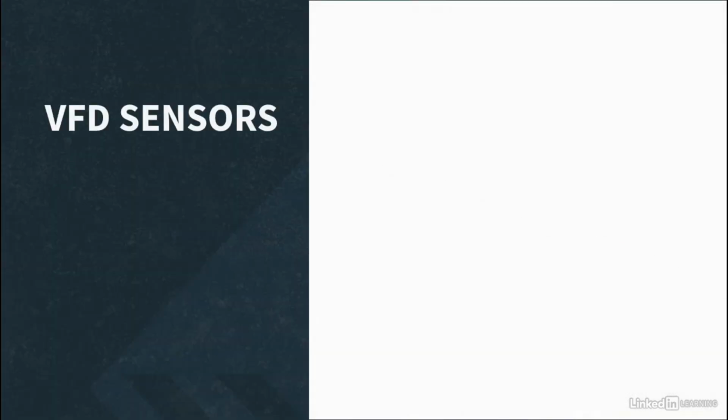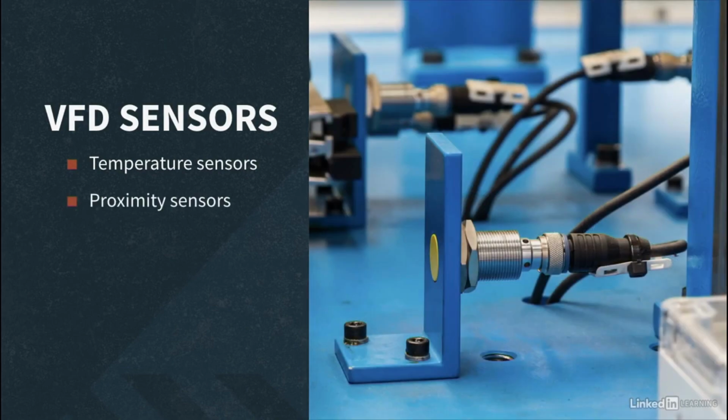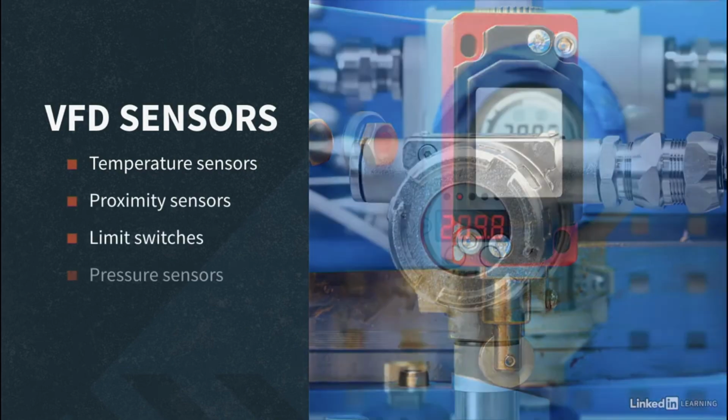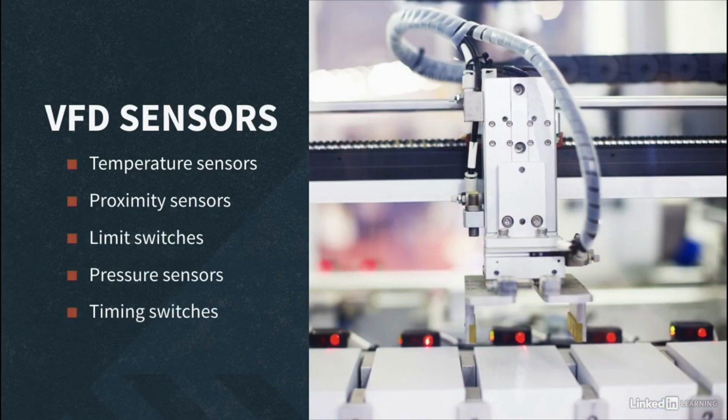Sensors such as temperature sensors, proximity sensors, limit switches, pressure sensors, and timing switches are some examples of sensors used to help control a variable frequency drive.